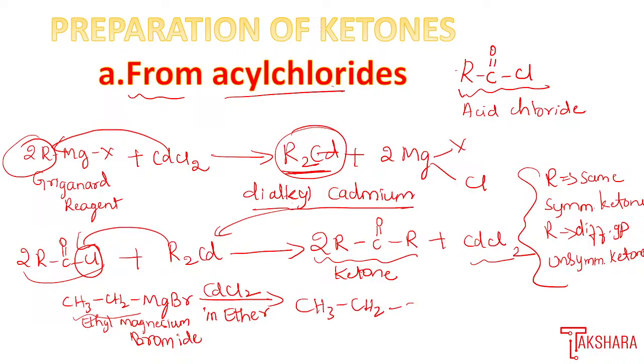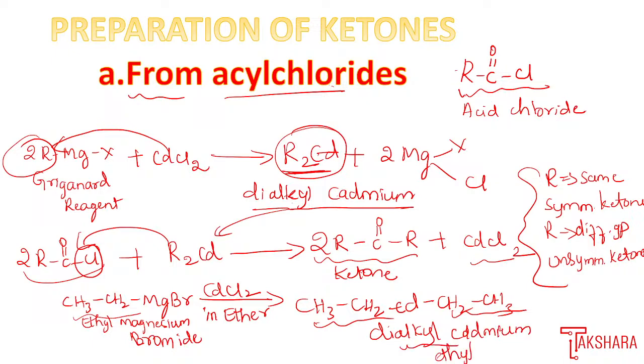We get the product CH3CH2, with cadmium attached, and CH2CH3. So that is dialkyl. The same groups are present on both sides of the cadmium, so we get dialkyl cadmium as the product. In place of alkyl we can write ethyl, because there is an ethyl group on both sides of the cadmium. So now we get diethyl cadmium formation. So this is the method that is used.